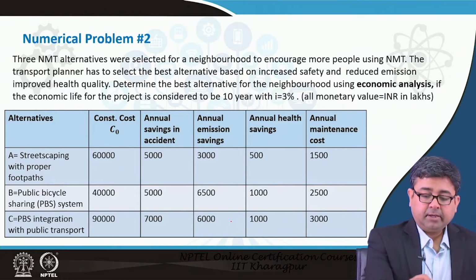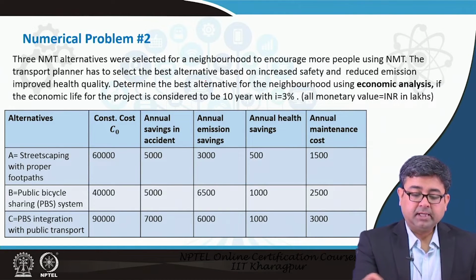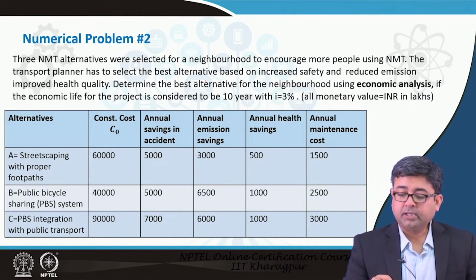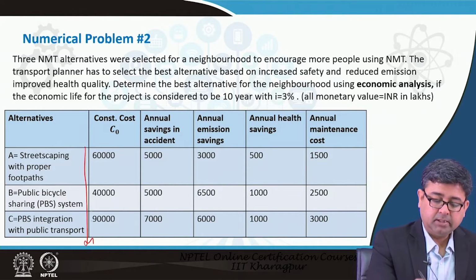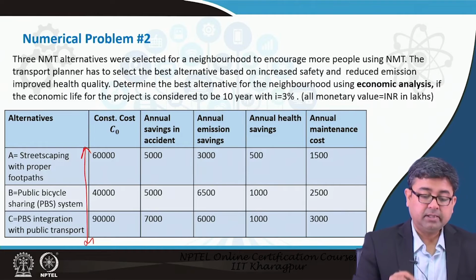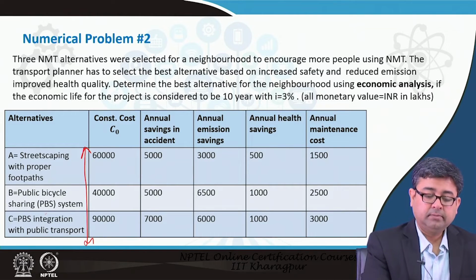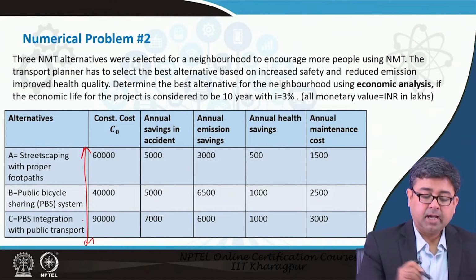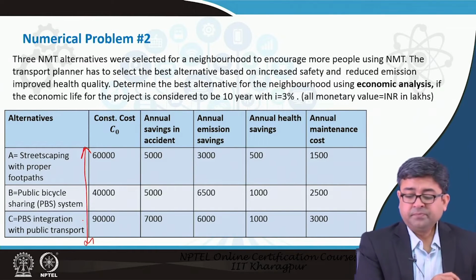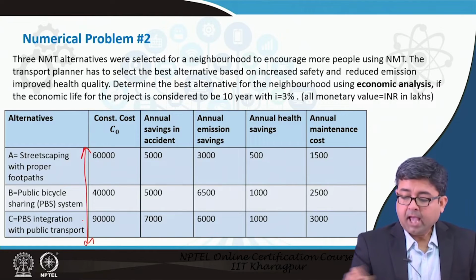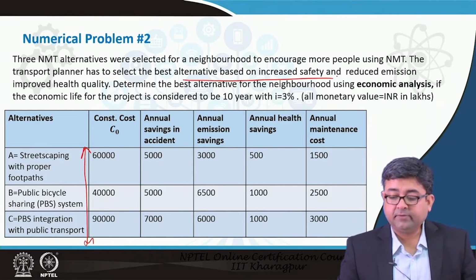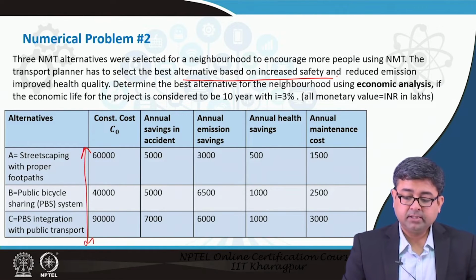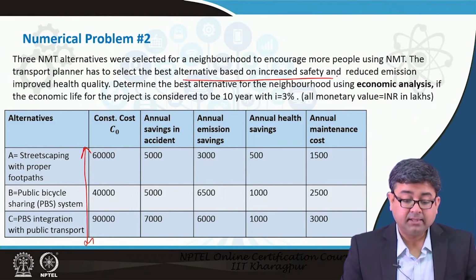There are 3 NMT alternatives that were selected to encourage people to use NMT, right. These are the same examples that were used in the last lecture as well. Streetscaping with proper footpaths, a public bicycle sharing system, and a PBS integration with public transport. I guess the third one is different. Okay. Now, the transport planner has to select the best alternative based on increased safety, reduced emissions and improved health quality.